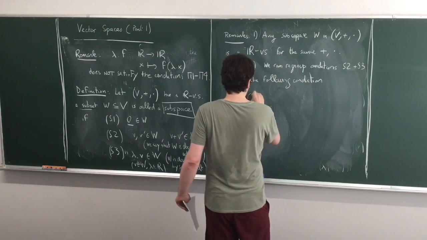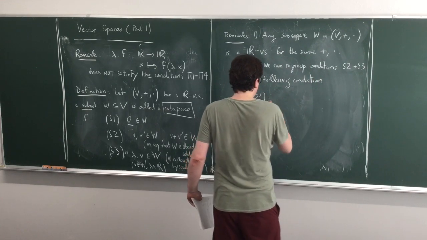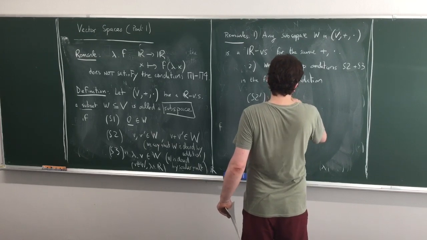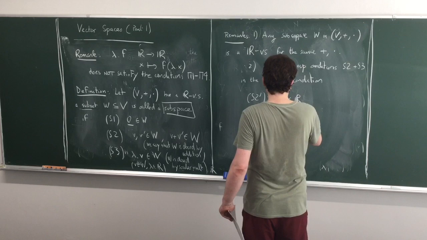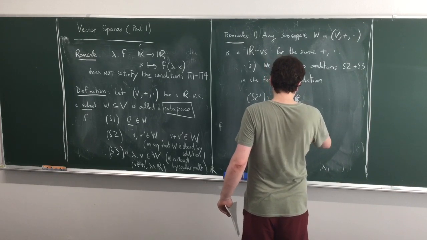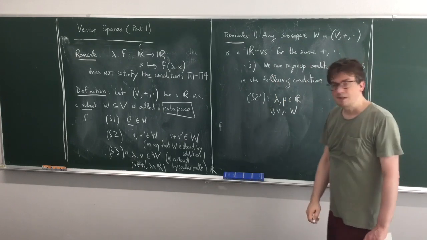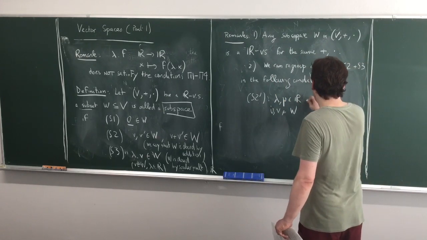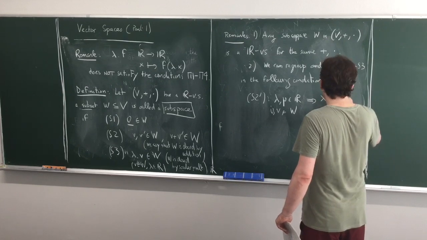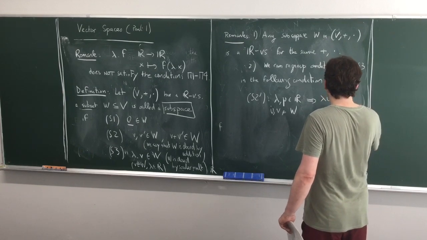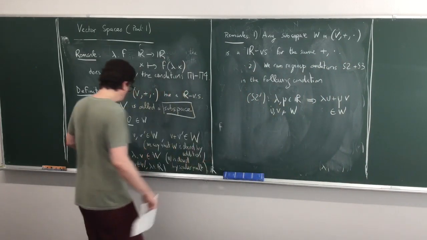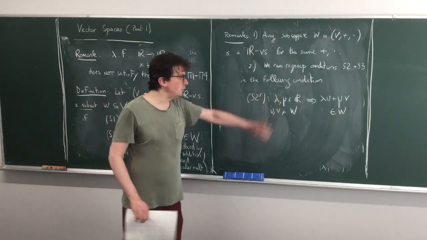So let's call it S2 prime. Okay? It says that for any lambda and mu real numbers, and for any vectors u and v in your subset W, then lambda u plus mu v also belongs to W. Okay, so these two conditions can be regrouped in one condition.